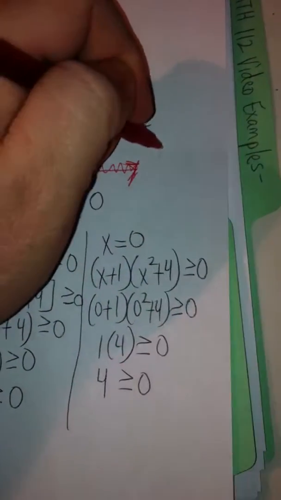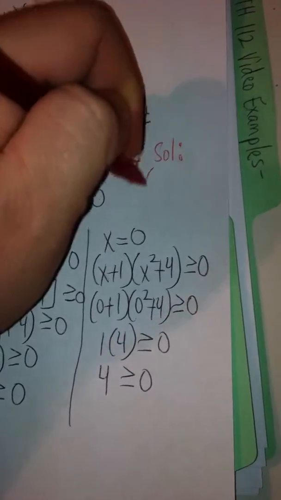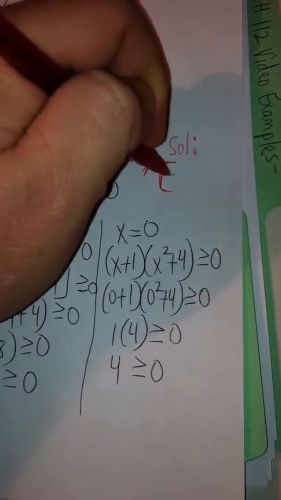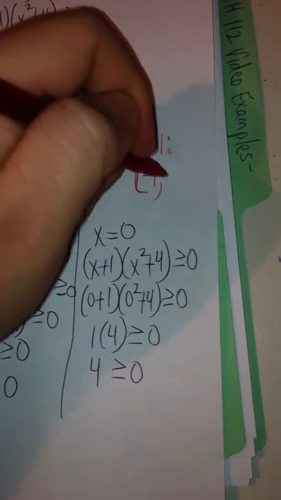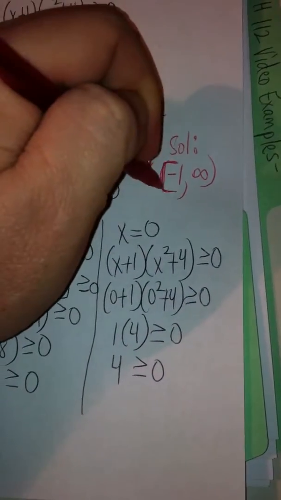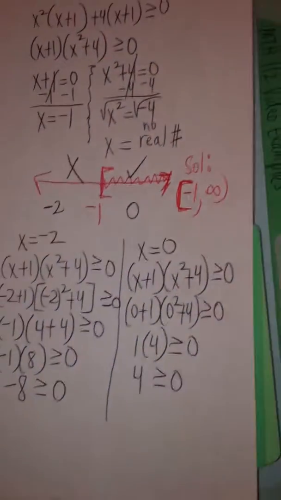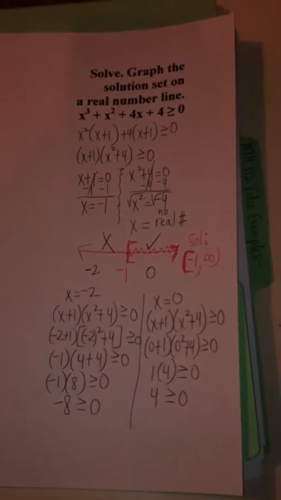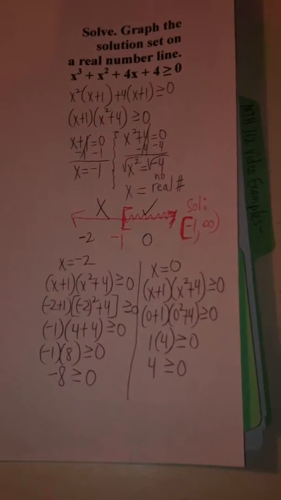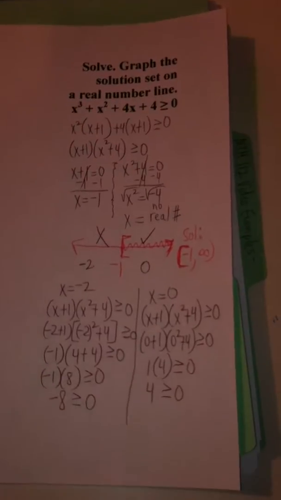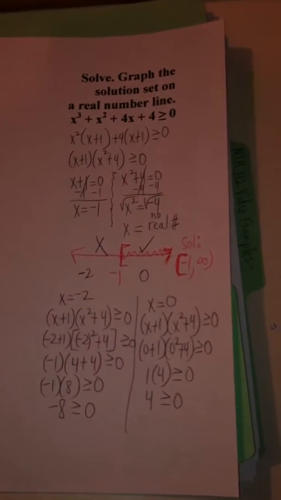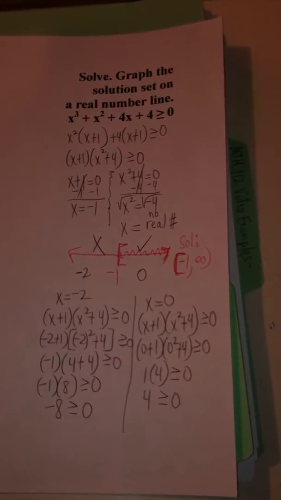Our solution set is brackets negative 1 to infinity. In the next video, we will discuss how to solve a rational inequality.